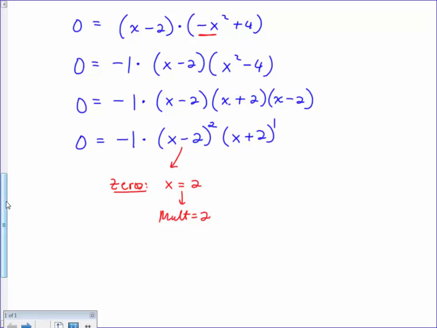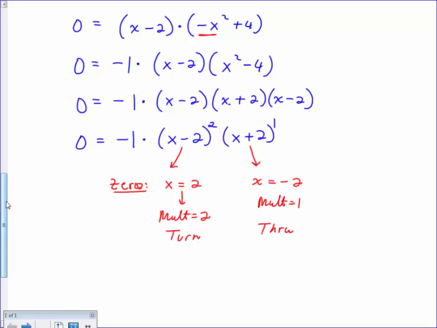Because the multiplicity is even, I know that I would turn at that particular x value. Having x plus 2 as a factor means that x equals negative 2 would be a 0. It has a multiplicity of 1. Because the multiplicity is odd, I know my graph would go right through that point.